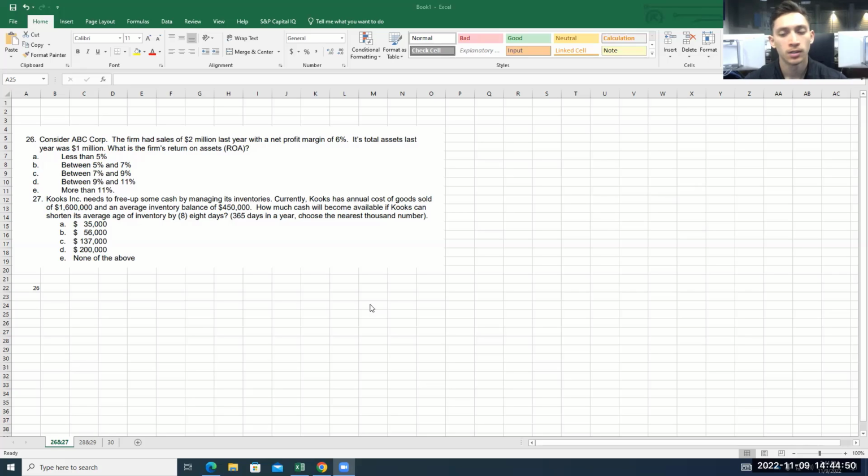Let's get started. Number 26 says, consider ABC Corp. The firm had sales of $2 million last year with a net profit margin of 6%. Its total assets last year was $1 million. What is the firm's return on assets, ROA? All right, so we're already given some numbers here. We had $2 million in sales last year, net profit margin 6%, and total assets last year was also $1 million. And we are being asked, what is the firm's return on assets?